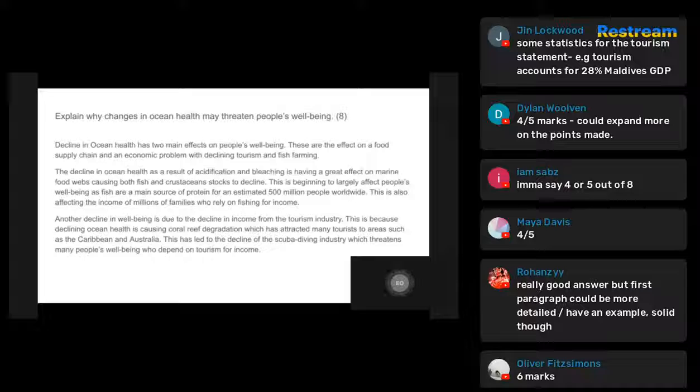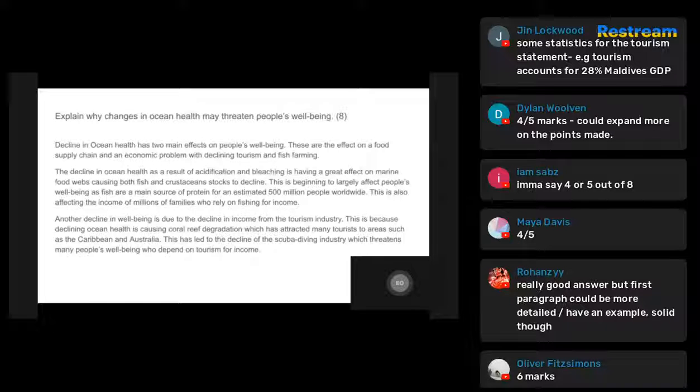What would be even better here is if the candidate talked about how many tourists have perhaps come here in the past. This has led to the decline of the scuba diving industry, which is again a valid point to make, but then qualify that by giving a specific statistic or piece of data, which will then show the examiner that you truly know the ins and outs of the issues surrounding it.